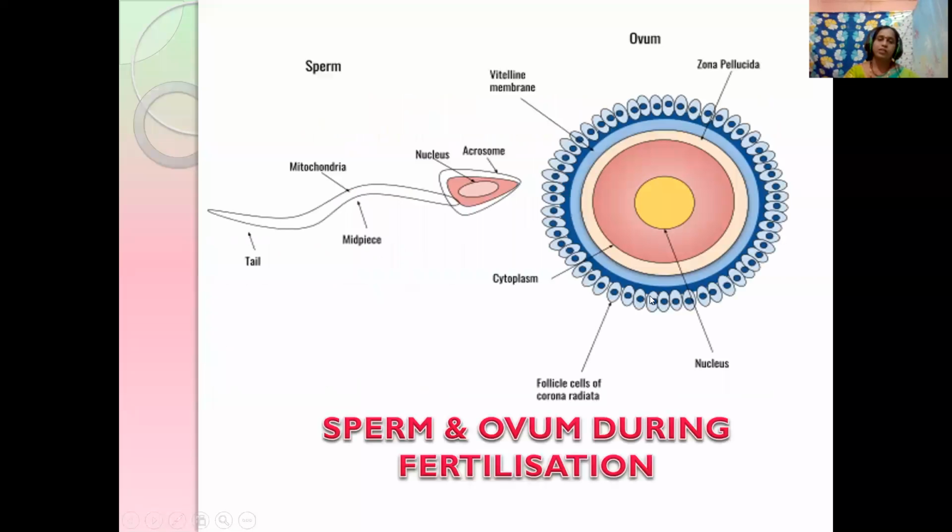Here is the diagram showing how the sperm moves into the ovum. We have learned that there are nearly 200 to 300 million sperms per ejaculation. Are all the sperms entering into the egg? No. The ovum, that is the egg, is highly protected by the vitelline membrane, the zona pellucida layer, and also the cells of the corona radiata. So it is highly protected.